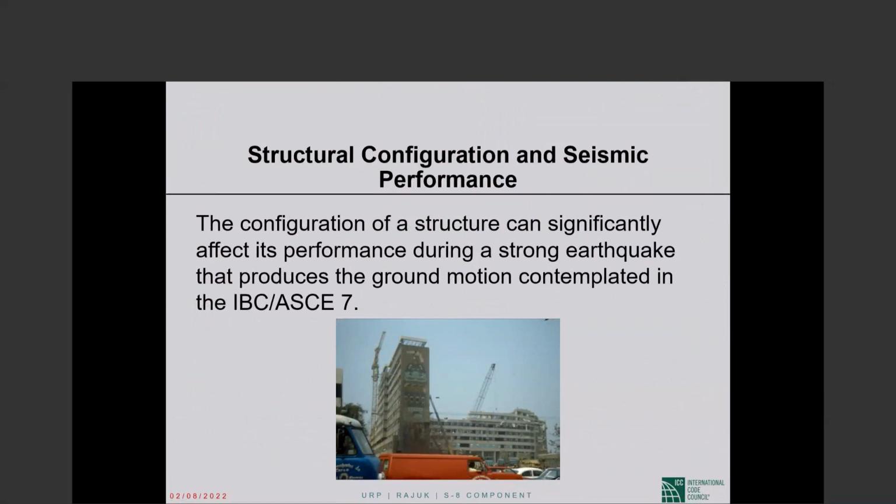The configuration of a structure can significantly affect its performance during a strong earthquake that produces the ground motion contemplated in the IBC and ASCE 7, same as BNBC 2020. Okay. And the picture shows the Ministry of Transportation and Telecommunication, Mexico City. I showed you the picture the other day. This was in the wrong height range, so it was kind of resonant response, but the L shape of the building did not help. That meant a lot of torsion, which always hurts.